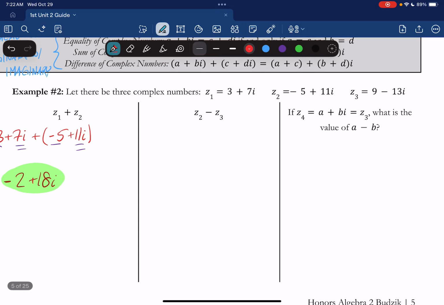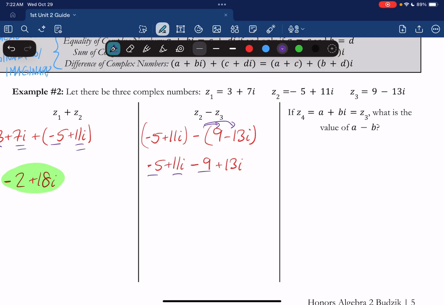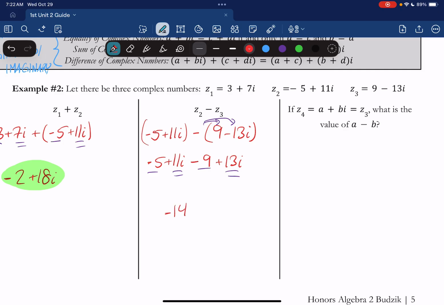Subtraction, so z2 minus z3, so I'm going to do negative 5 plus 11i minus 9 minus 13i. Now the only thing with subtraction, just like when you subtracted polynomials, you do have to make sure that you distribute that negative to both terms. So I have negative 5 plus 11i minus 9 plus 13i. And I got, again, real with real, imaginary with imaginary. So that gets me negative 14 plus 24i.